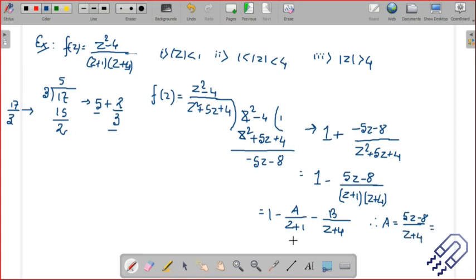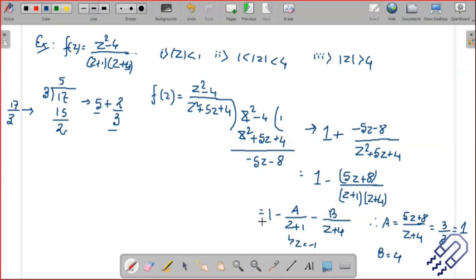And what will be the value of z? You can take it from here. The z value is minus 1. I'll put it in: 5 into minus 1 is minus 5, plus 8. Taking the minus common, minus 5 plus 8 is 3. And with z equal to minus 1, minus 1 plus 4 is 3, so 3 by 3, and that gives A. Similarly, you can do it for B. Actually, that's it, you got it.